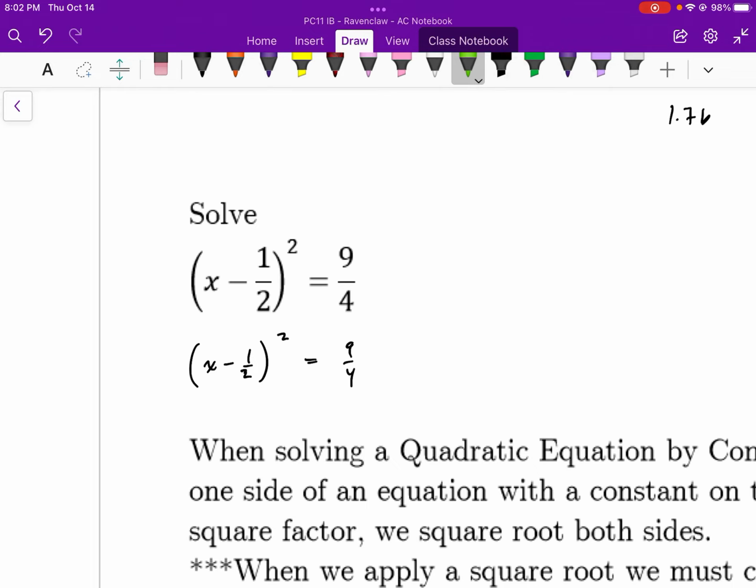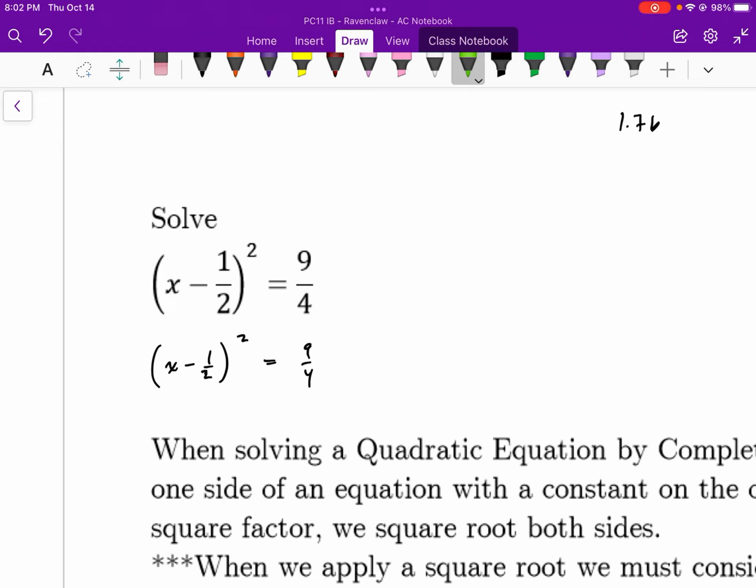If you notice on the left-hand side, I have this beautiful perfect square. On the right-hand side, I have a constant. Now the constant just happens to be a fraction, but don't worry, it's still a constant. But it's the perfect square that's really so important to us. Later on in this unit, we'll be trying to create a perfect square.